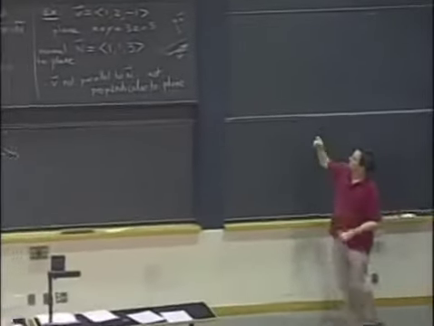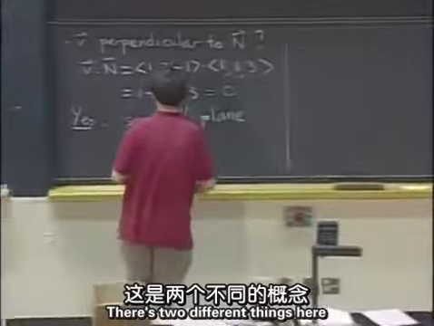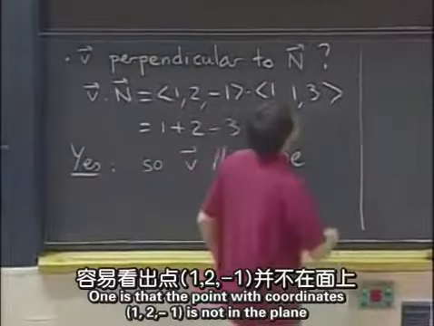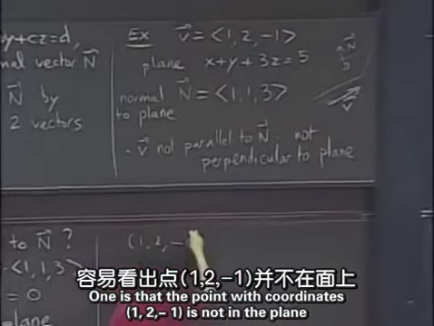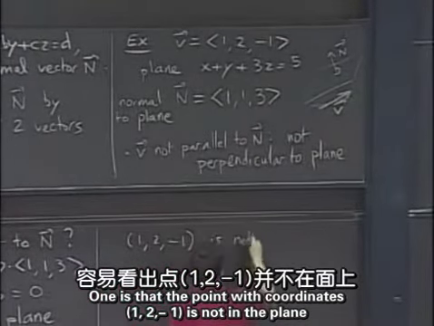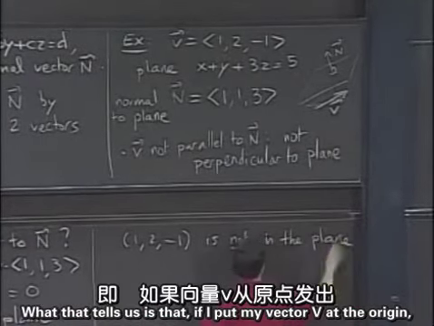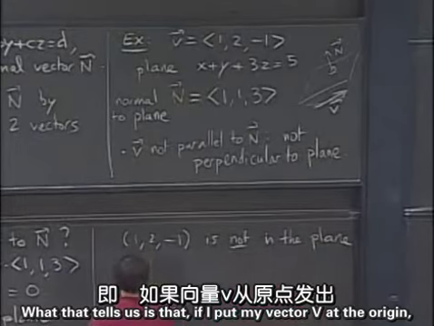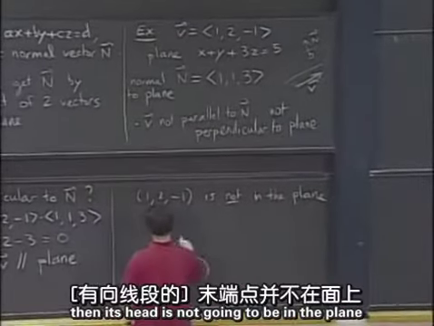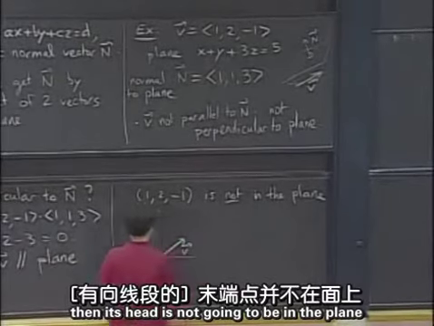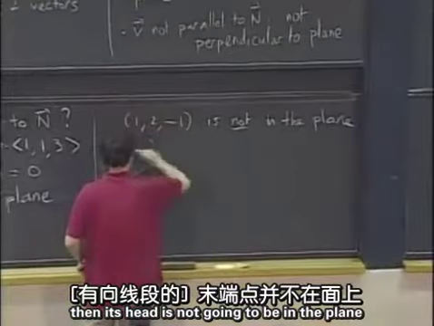So I should say, okay, so there's two different things here. One is the point with coordinates 1, 2, minus 1 is not in the plane. Okay, so what that tells us is that if I put my vector v at the origin, then the point here is not going to be in the plane.